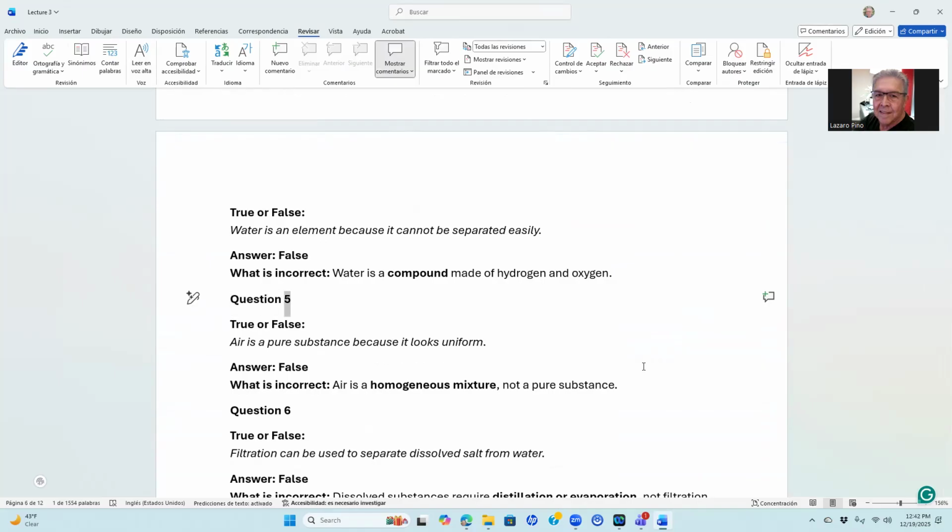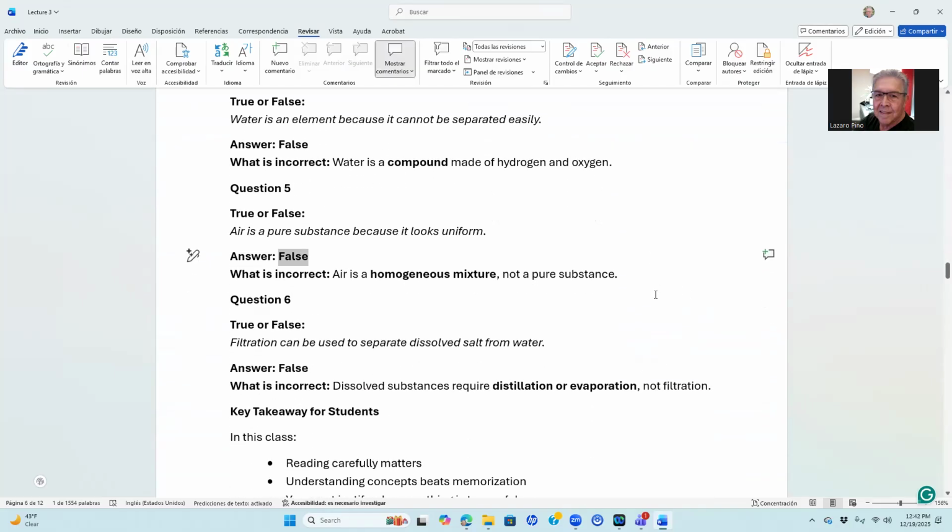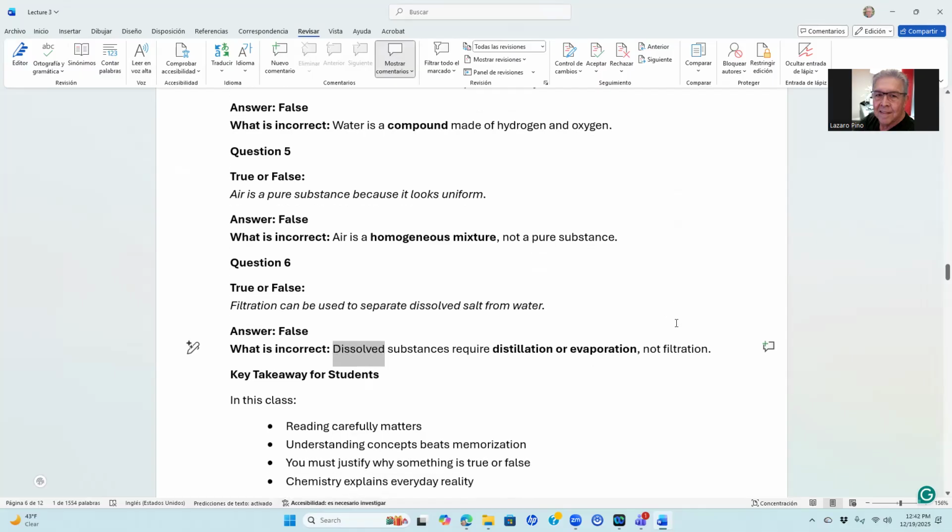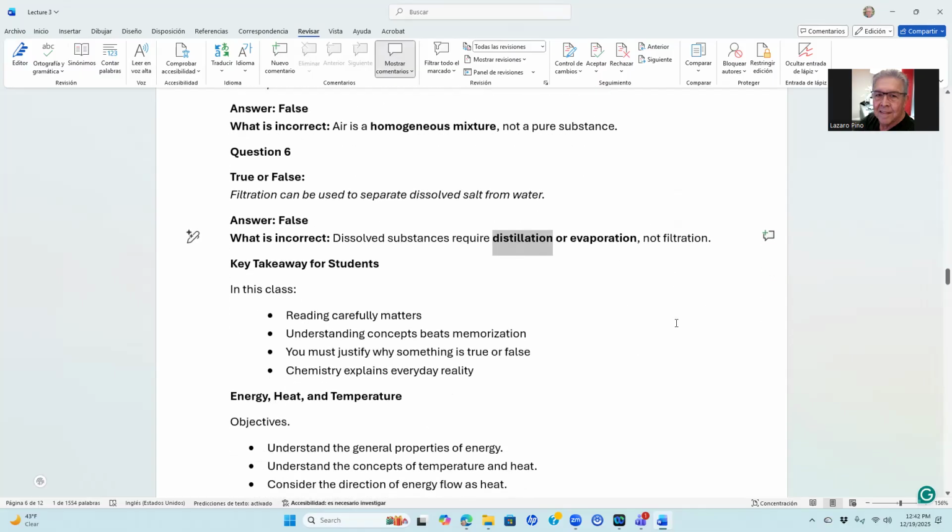Question 5. True or false, air is a pure substance because it looks uniform. Answer, false. What is incorrect? Air is a homogeneous mixture, not a pure substance. Question 6. True or false, filtration can be used to separate dissolved salt from water. Answer, false. What is incorrect? Dissolved substances require distillation or evaporation, not filtration.